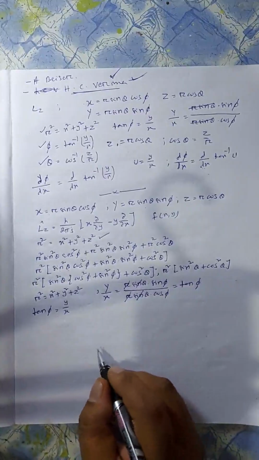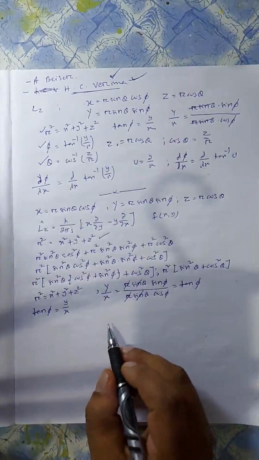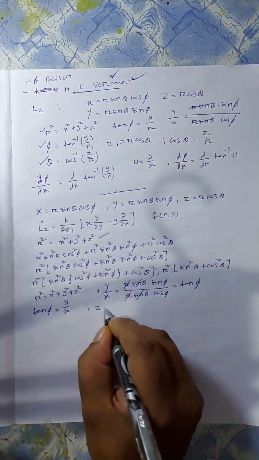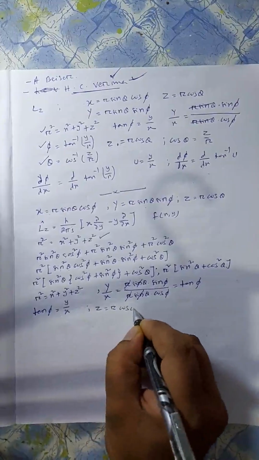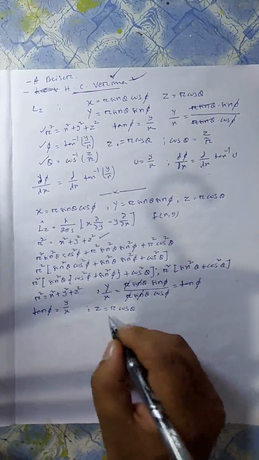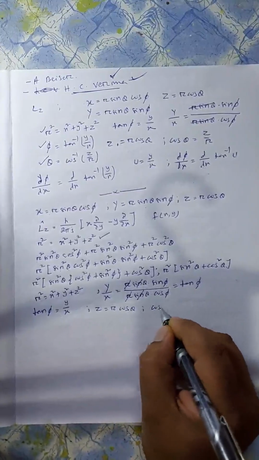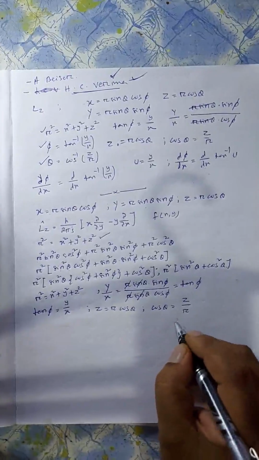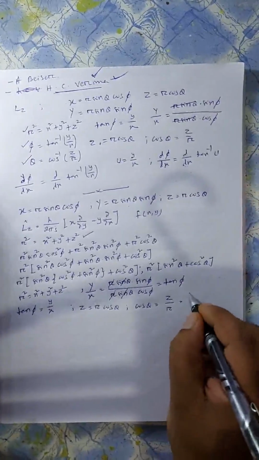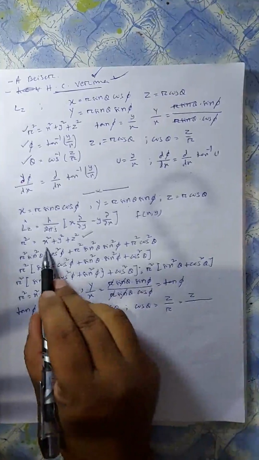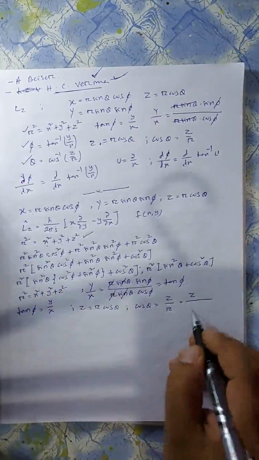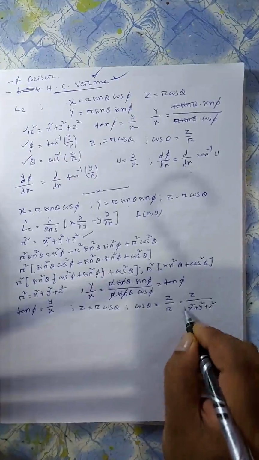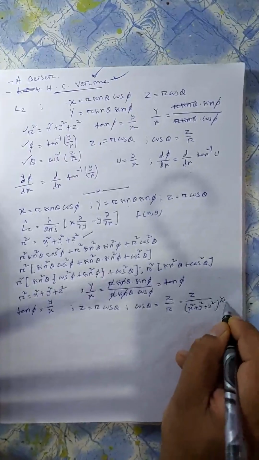Similarly, we know that z is equal to r cos theta. That means cos theta is equal to z by r. Z by r means z divided by r, which is (x square plus y square plus z square) to the power half.